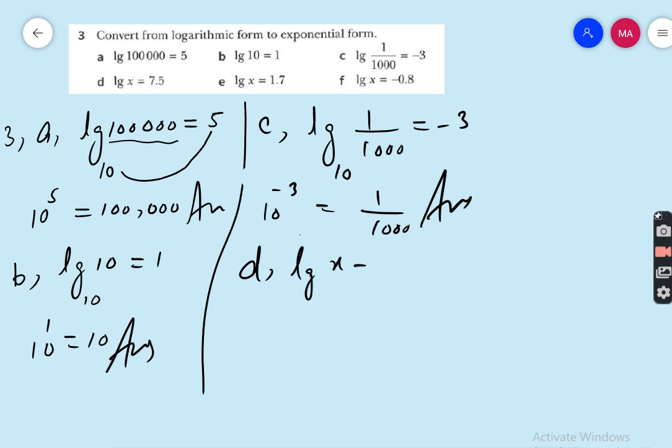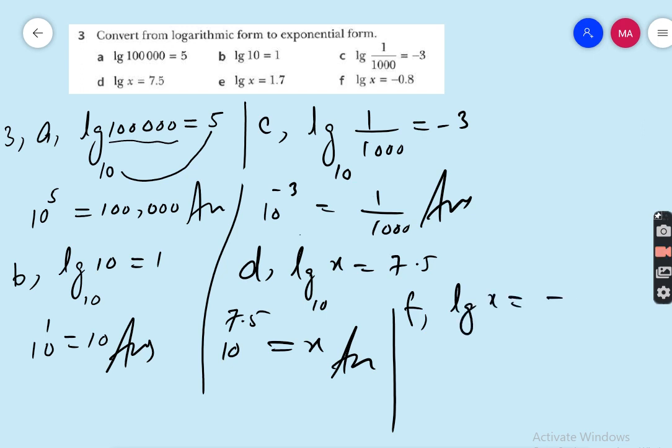Log x is equal to 7.5. The base is 10, therefore 10 to the power 7.5 is equal to x. This is the answer. Come to part F. Part F is log x is equal to minus 0.8. The base is 10, so 10 to the power minus 0.8 is equal to x. This is the answer of part F, and this is question number 3.